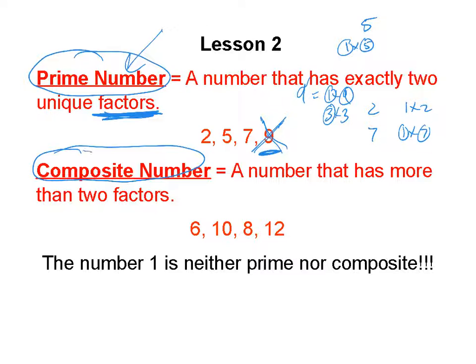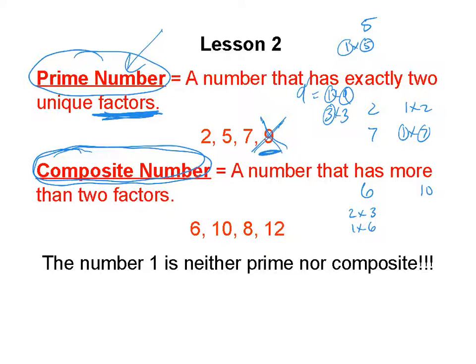It's actually a composite number. Composite numbers are numbers that are not prime. They're numbers that have more than 2 factors. Consider the number 6. What are numbers that we can multiply together to get 6? 2 and 3, 1 and 6, right? So that one has 4 factors. So 6 is a composite number.